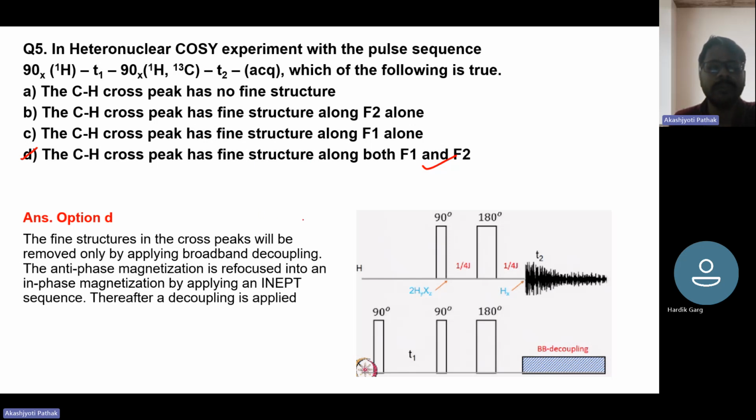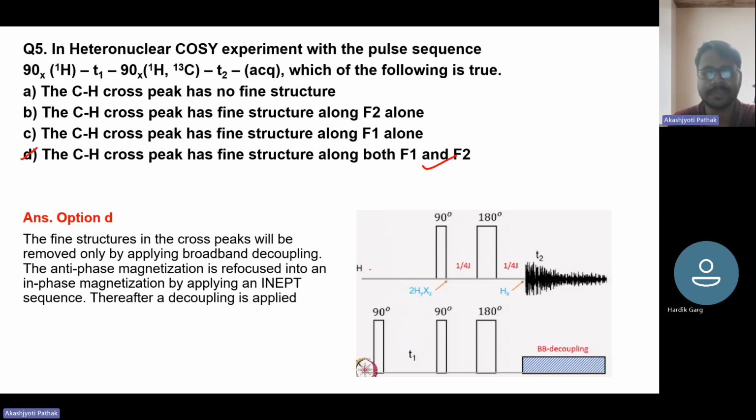So if we had to remove these fine structures, then we had to apply this broadband decoupling. If we apply this broadband decoupling, then the fine structures that we are seeing in the cross peaks along both the F1 and F2 dimensions will get removed. So the fine structures in the cross peaks will be removed only by applying broadband decoupling or BB decoupling. The antiphase magnetization is refocused into an in-phase magnetization by applying an INEPT sequence. Thereafter, a decoupling is applied.